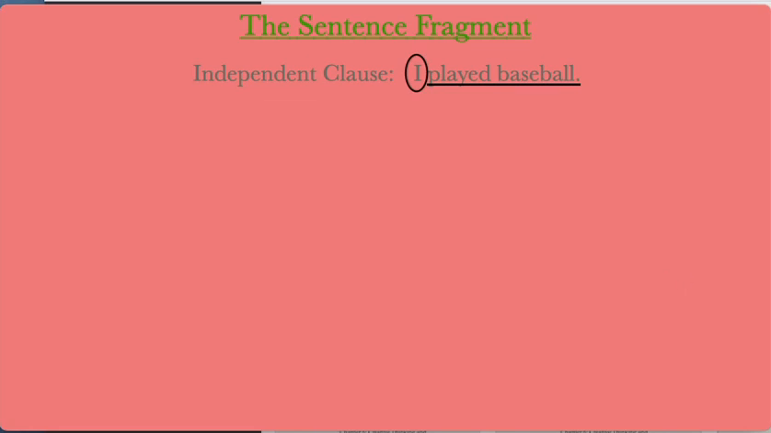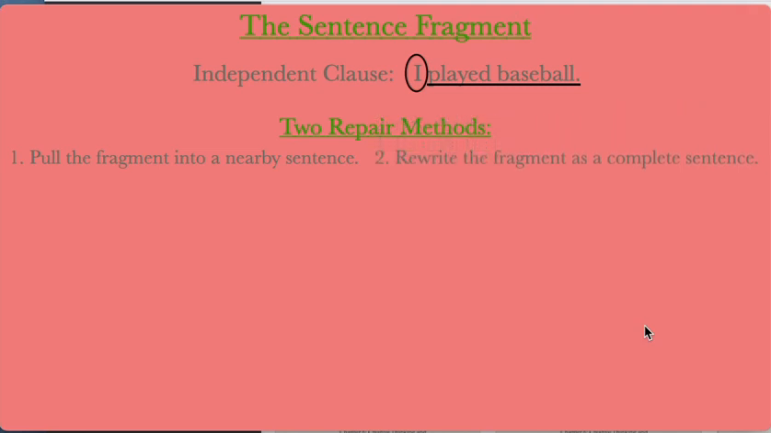Now, when it comes to fragments, you can repair them in one of 2 ways. You can either pull the fragment into a nearby sentence, punctuating the new sentence correctly, or rewrite the fragment as a complete sentence. Let's take a closer look at these 2 possibilities with the occasions of fragmented clauses and fragmented phrases. And by the way, as a side note, when I'm referring to a fragmented sentence, I'm saying that at least one part of that sentence is incomplete and thus grammatically incorrect.